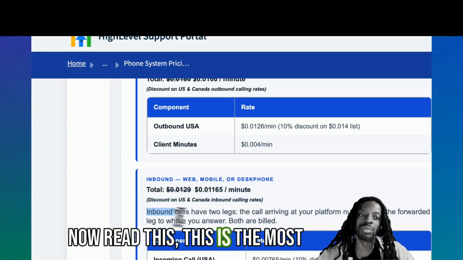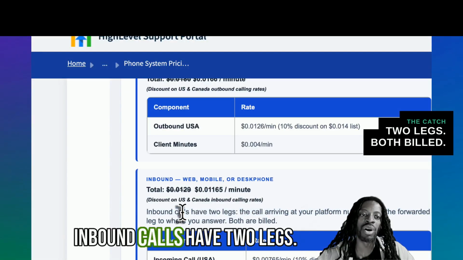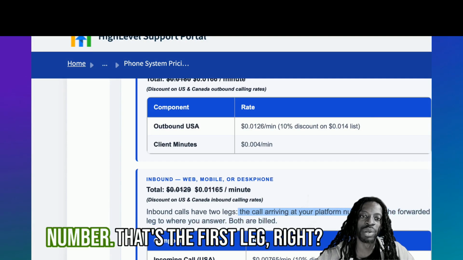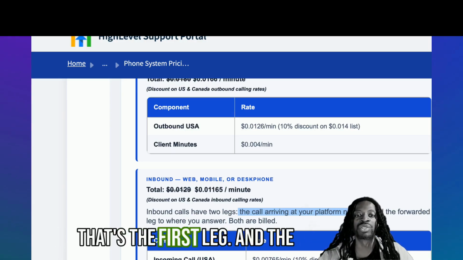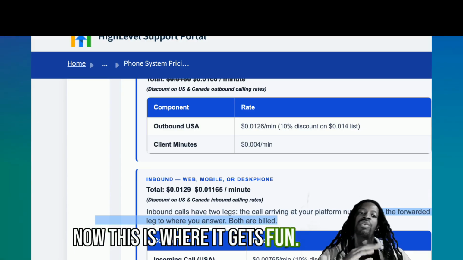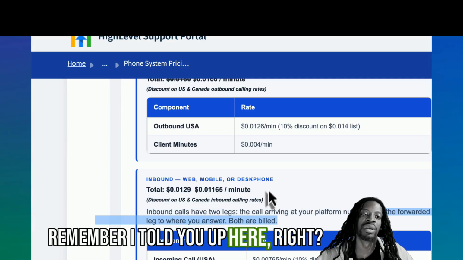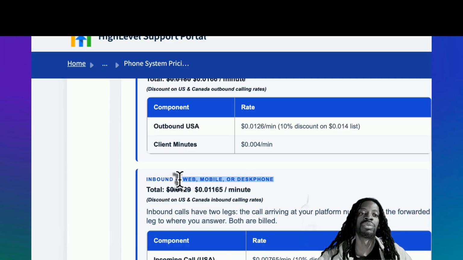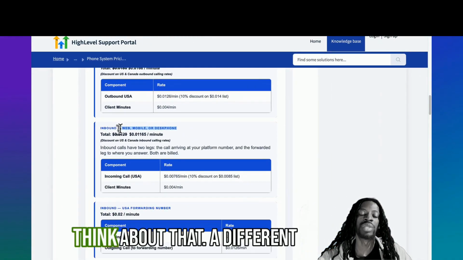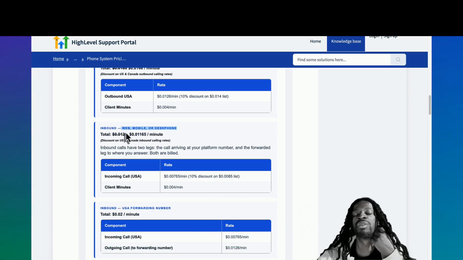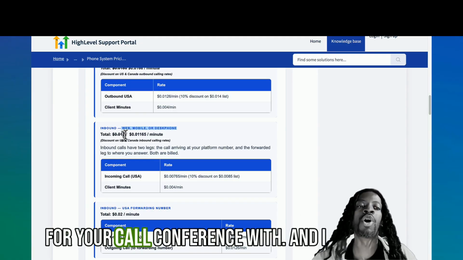Now, read this. This is the most important part. Inbound calls have two legs. The call arriving at your platform number, that's the first leg, right? And the forwarded leg to where you answer. So now this is where it gets fun. Remember I told you up here, they're charging you based on where you answer the phone. Think about that. A different interface gets you a different cost for your call conferences.